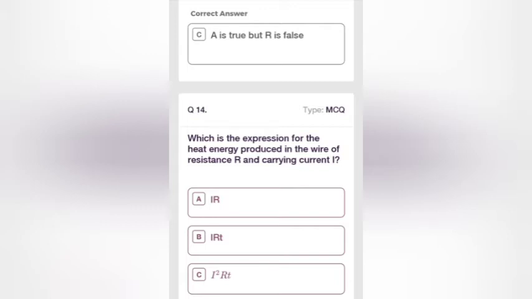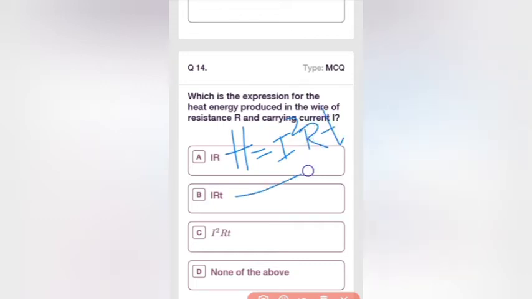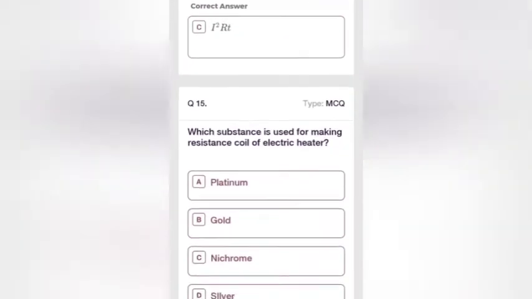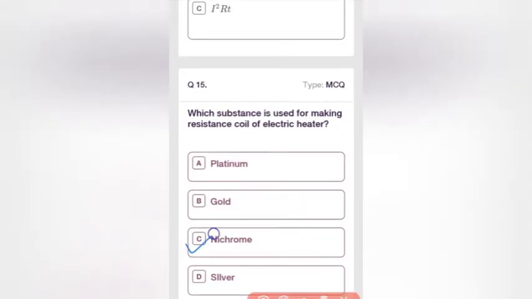Which is the expression for the heat energy produced in the wire of resistance R and carrying current I? So the heat produced will be, we have seen that heat produced is equal to power into time, I square R into T. So option C is the correct answer. Which substance is used for making resistance coil of electric heater? We use nichrome alloy.